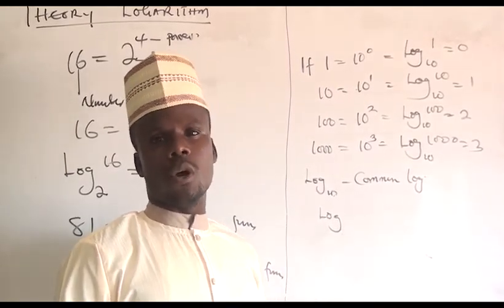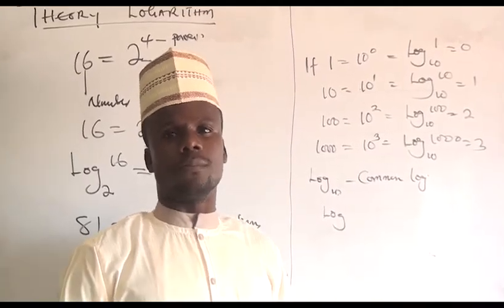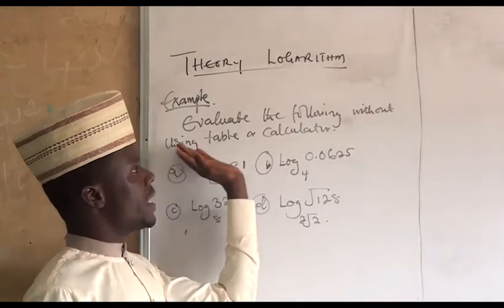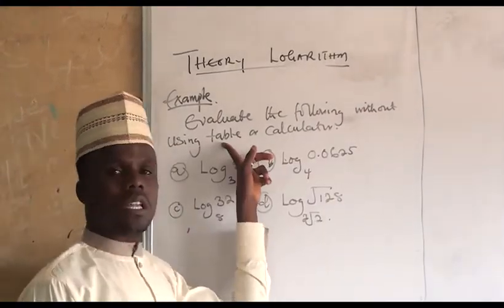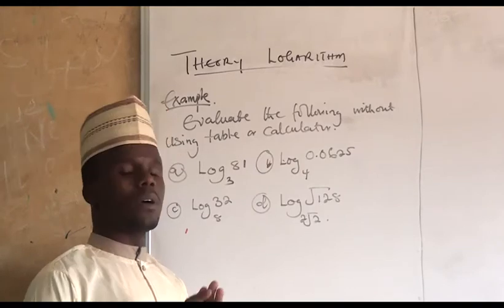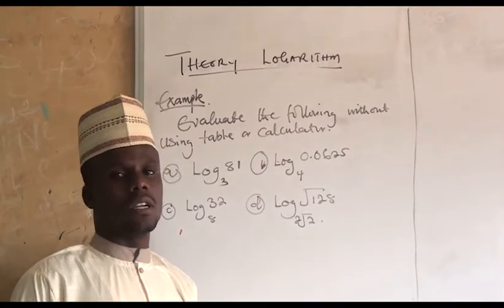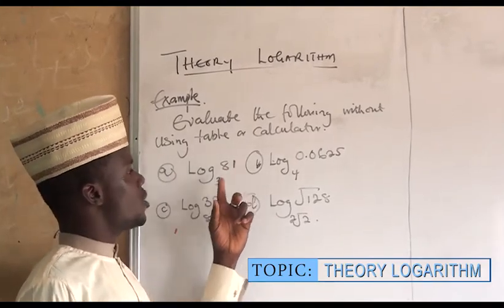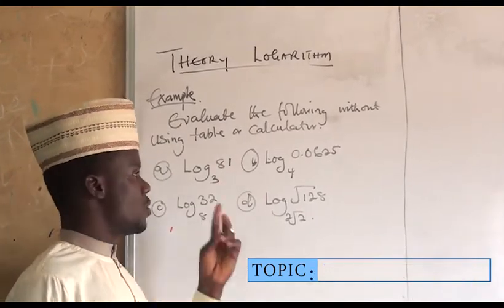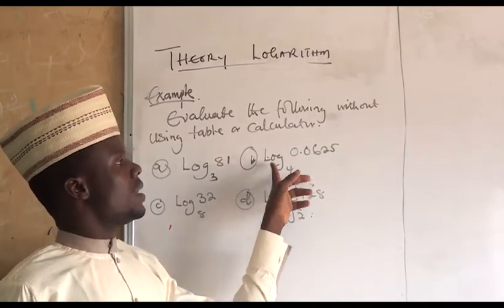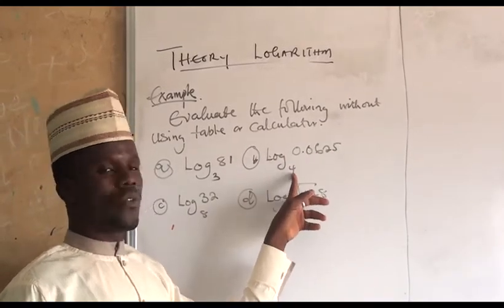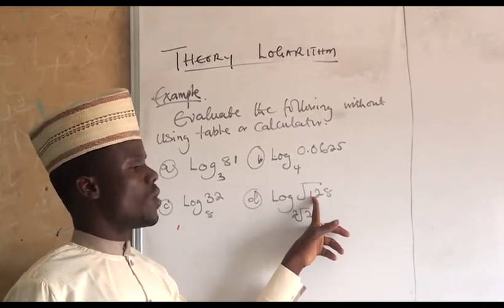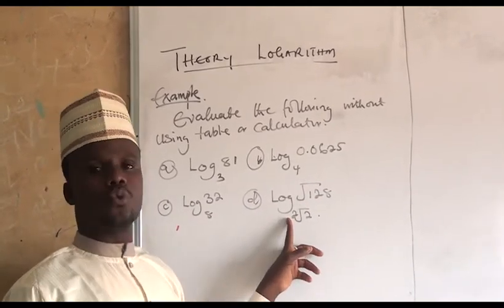Then we will now see the problems under logarithm. Let's look at an example under logarithm. They say evaluate the following without using table or calculator. You are not going to use table and you are not going to take a solution from the calculator. A, we have log 81 base 3. B, log 0.0625 base 4. C, log 32 base 8. And D, log 128 base 2 root 2.